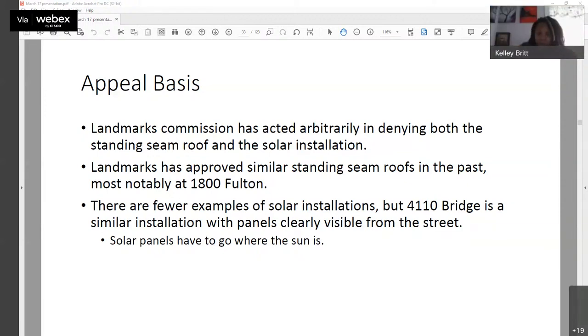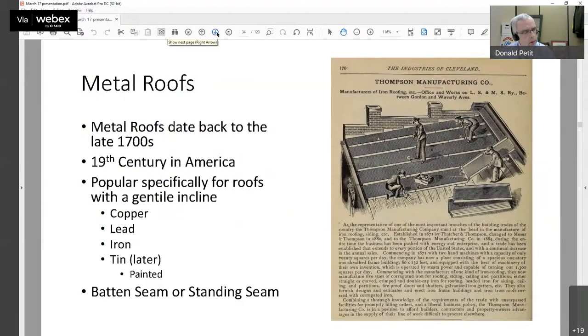We will move on to Mr. Pettit from Landmarks. Thank you, Madam Chair. I will just briefly introduce this, and then I will turn it over to my colleague, Carl Brunges, who has a presentation to show you. The commission disapproved this application for roof replacement and solar panels on December 9th of last year. It was first seen and reviewed by the Ohio City Design Review Committee, which is advisory to the commission. They unanimously disapproved it as well.